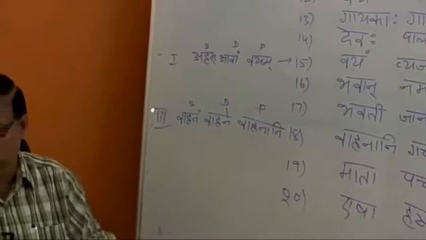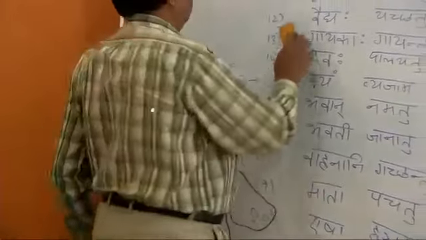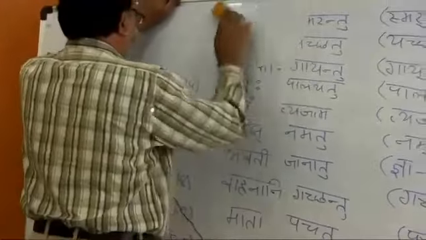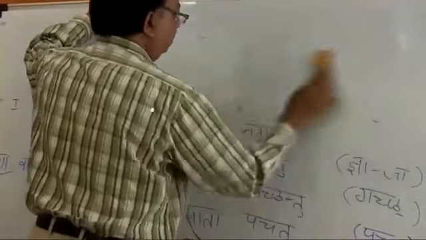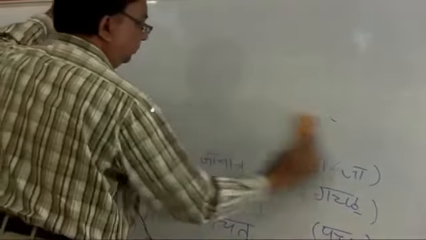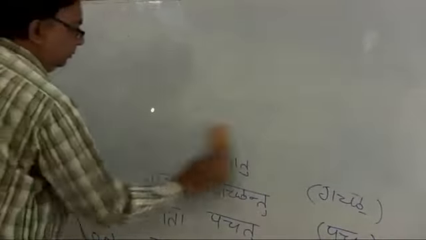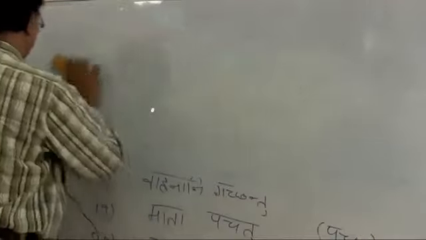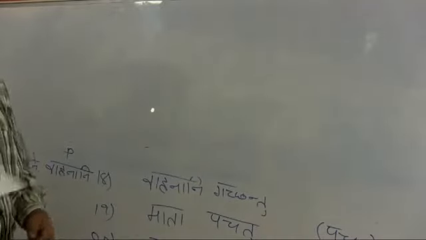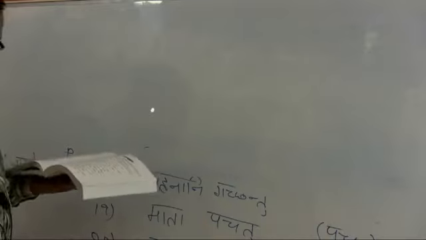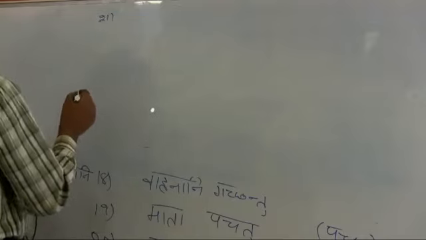We can also do the rest of the 6 sentences. I will write on the board. From this page we will get over. Only 6 more are left. The 21st sentence is given here like this.